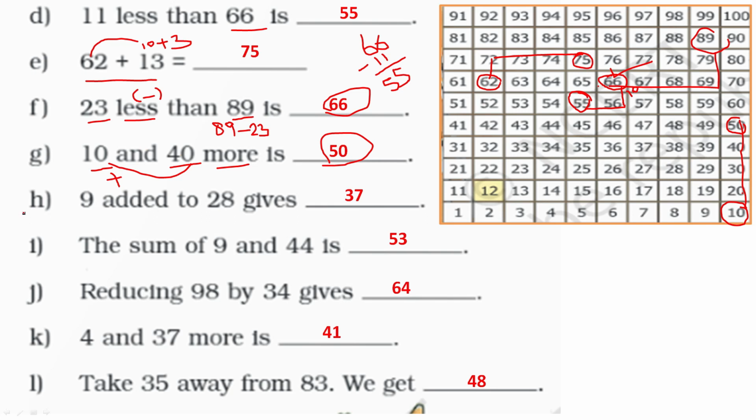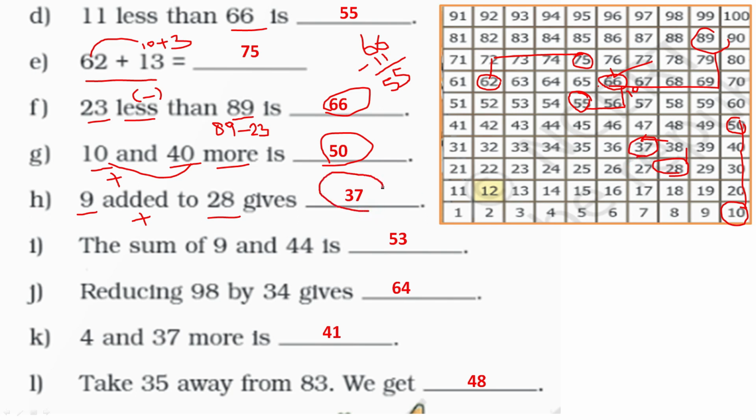Like that. 9 added to 28 means plus. Go to 28, 9 added. We know one step if you go 10 added. So 28 plus 10, 38. But 9 only we are going to add. So one step left. So the answer is 37.